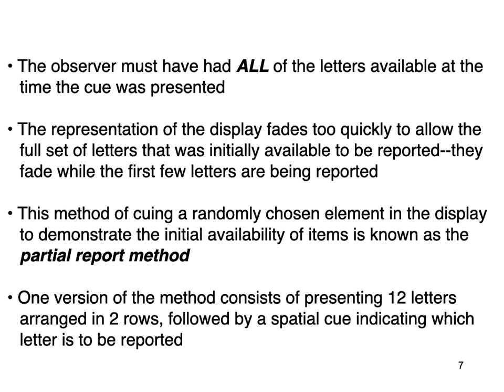Could be one item or a subset of 12 letters, let's say. If I can report all of them at random, I must have access to all of them at some point. The simplest version of the method is to show 12 letters in 2 rows, so 6 per row, and I give you a spatial cue indicating which letter is to be reported.